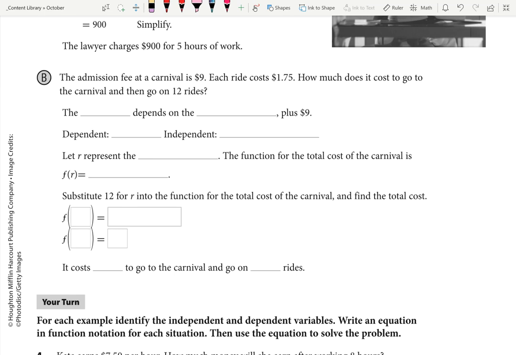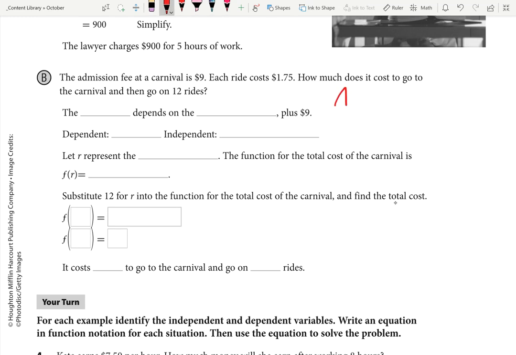Well, first off, let me backtrack. Keep in mind, if there's values we already know, they're not variables. Variables are things we do not know. So for example, I know the admission fee is $9. That's not a variable because I know what it is. Each ride costs $1.75. That is not a variable because I know what that is. What I don't know is how much money I will spend at the end of the night. How much money will I spend in total at the carnival? And how many rides will I go on at this carnival? Those are the 2 variables.